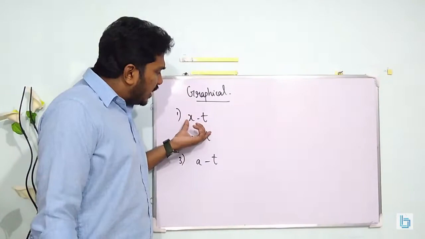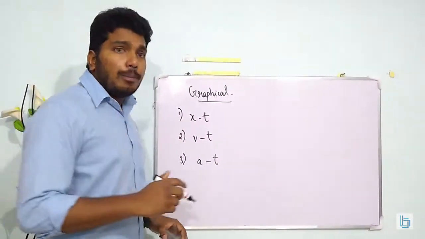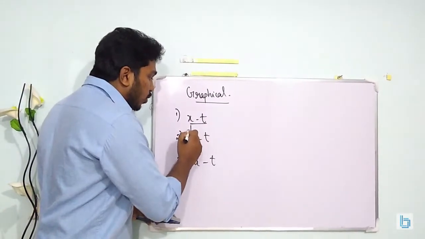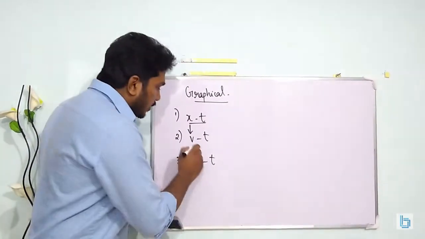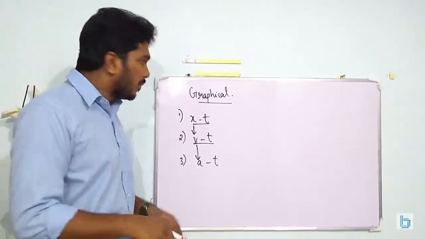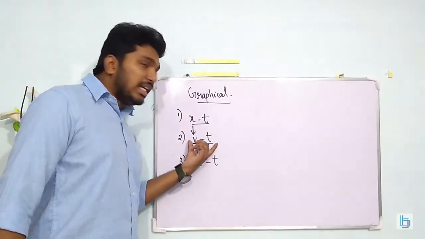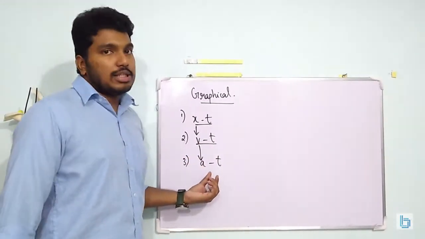Before going into the graphs in detail, let me say one or two things. The slope of an xt graph will give you velocity. The slope of a vt graph will give you acceleration. Remember, slope of xt graph gives you velocity, slope of vt graph will give you acceleration.